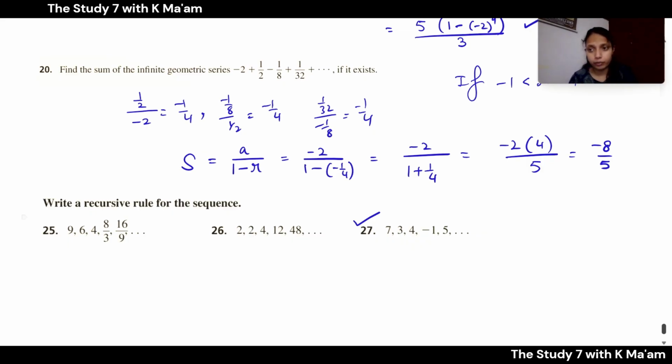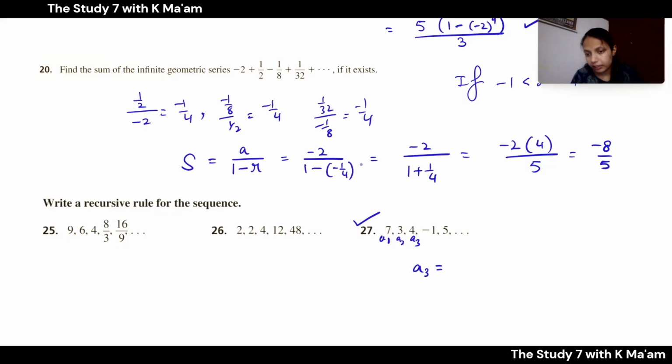So it's not geometric, and not arithmetic. Another thing: if I subtract 7 and 3, we get 4. If I subtract 3 and 4, I get -1. If I subtract 4 and -1, I get 5. So what is going on? We have to subtract the previous two terms to find the next term.